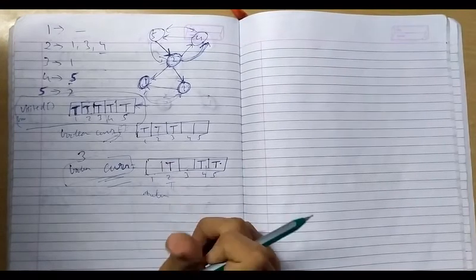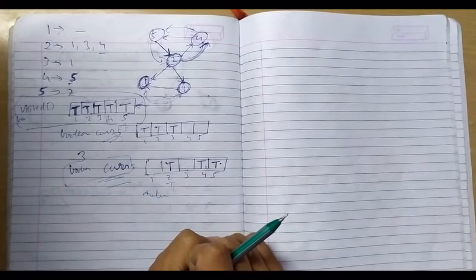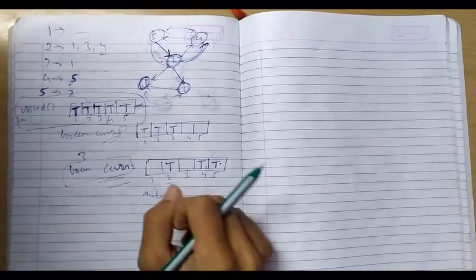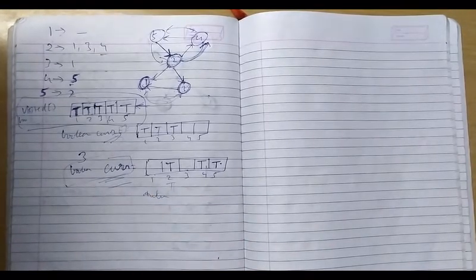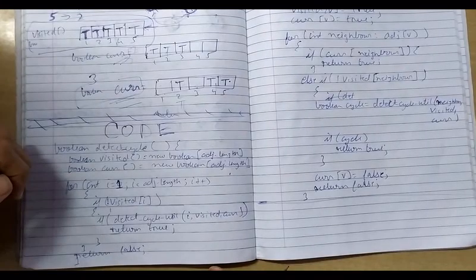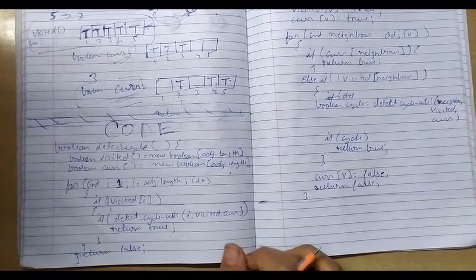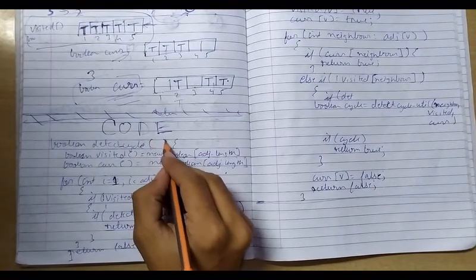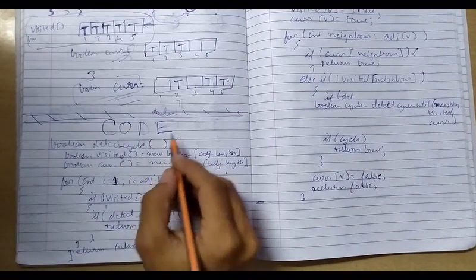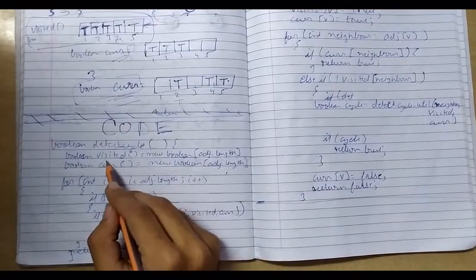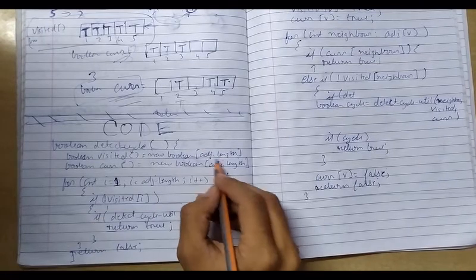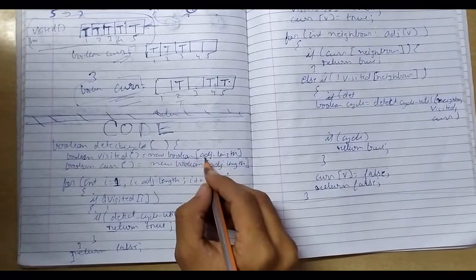Okay, so now let me tell you the code for this implementation of how to detect a cycle in a directed graph. So let me now tell you how the code of this algorithm will work. First of all, we will make a function detect cycle. There is no parameter in it. Then we will make two boolean arrays, visited and current. The length of these arrays will be the length of our adjacency list.